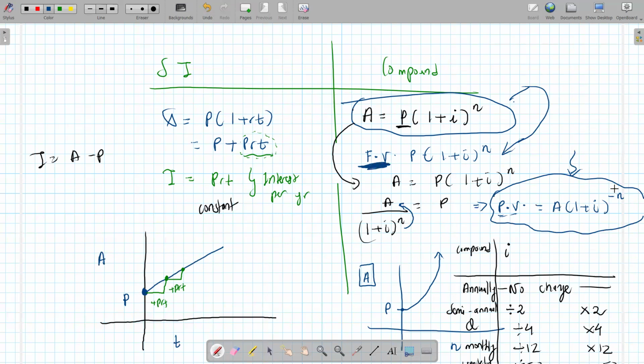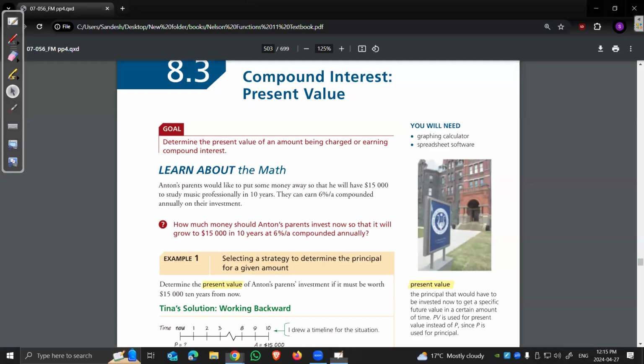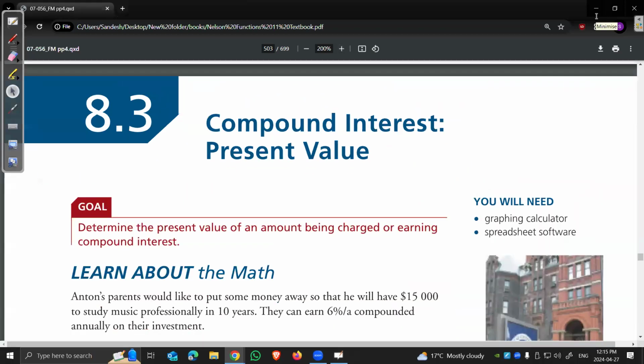The only difference is this N becomes a negative. These things apply to both cases. Future value, present value, the rules will apply. So you're going to do the divide and times. Let's look at an example.